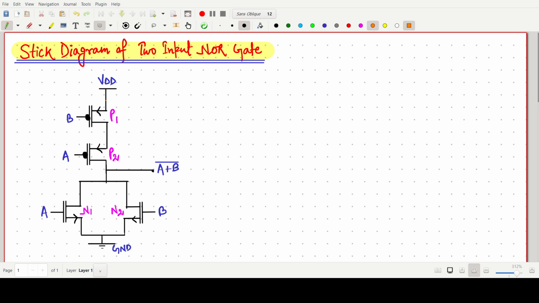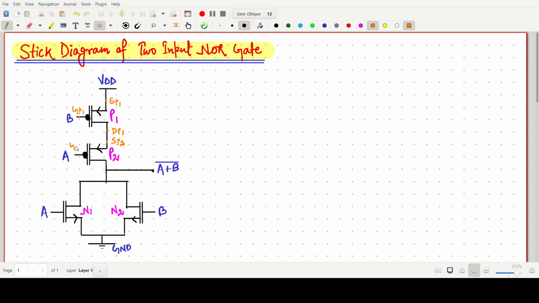some useful things: the arrow symbol will always be the source terminal. So this is the source of P1, this one is our gate terminal of P1. Every time I'm writing, you can also follow my earlier video regarding the NAND gate and basics of the stick diagram. And this one is our drain of P1, and this end is our source of P2. So I am writing like this.